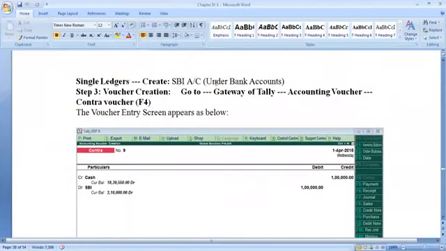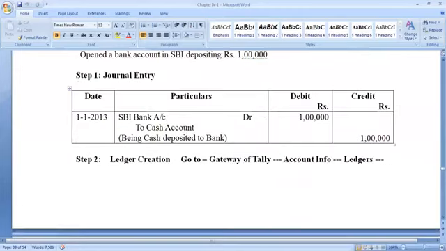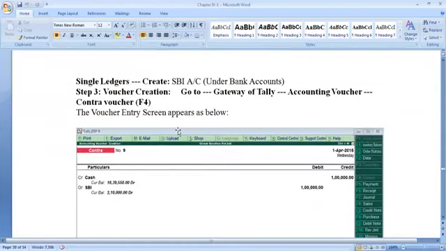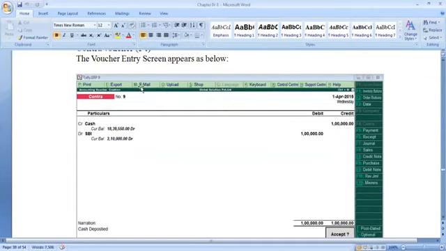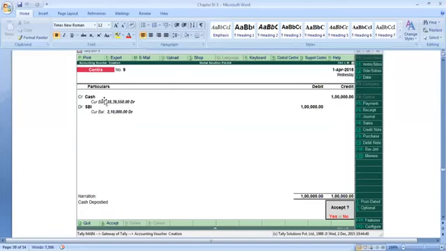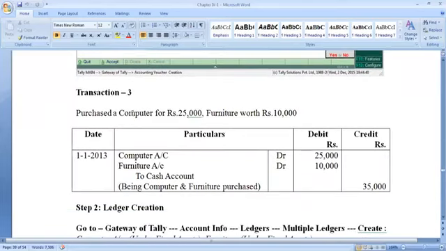So what is the transaction here? SBI account, which falls under the bank account, and the voucher that will be created: go to Gateway of Tally, Accounting Vouchers. So there is a cash and bank transaction. Whenever there is a bank to cash transaction or cash to bank transaction, it is a contra voucher, that is F4. The voucher entry shows like this: credit the cash, debit the SBI.